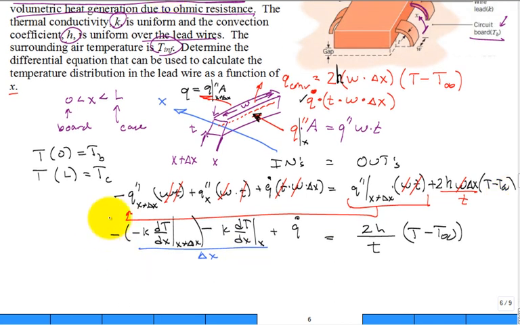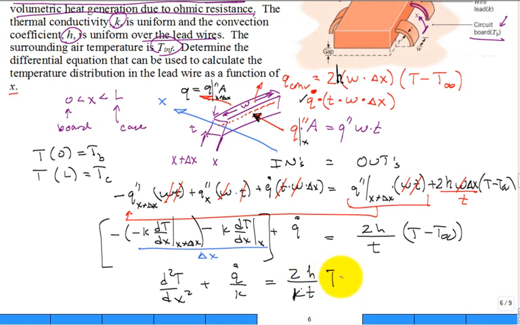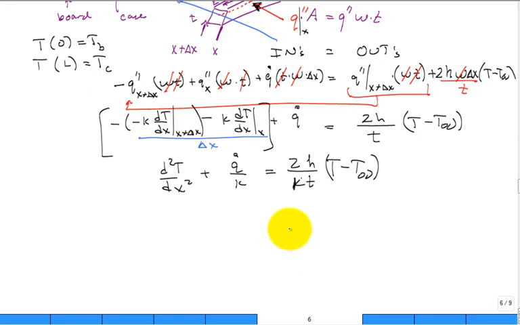And then what do I do with this ratio right here? I notice, oh, that's my definition of derivative. If I let delta X go to 0, this is my second derivative, taking that K outside. And then I'll bring that K over, and 2H divided by K T, that's a K, T minus T infinity. You say, man, this sure does look like m squared times T minus T infinity, the second derivative of temperature with respect to X squared.